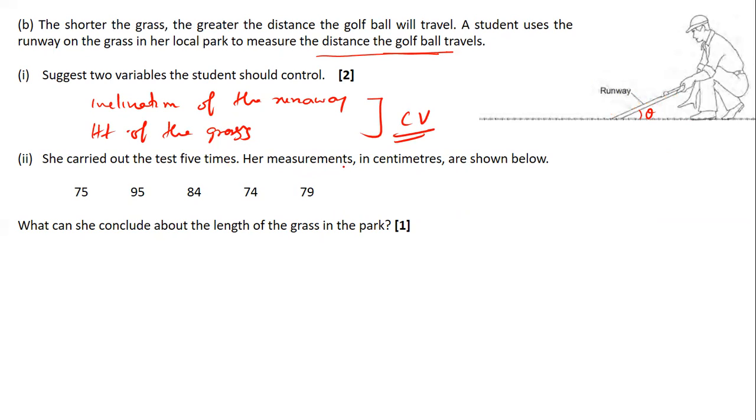She carried out the test 5 times. Her measurements in centimeters are shown below: 75, 95, and so on. What can she conclude about the length of the grass in the park? It's uneven, not exactly the same in different places. Uneven growth of the grass.